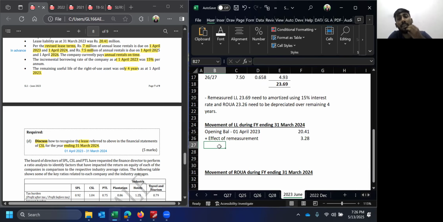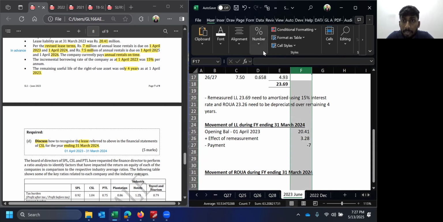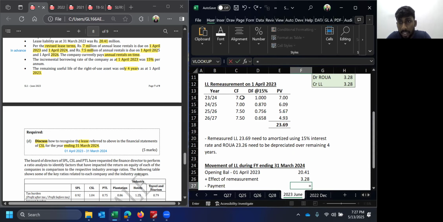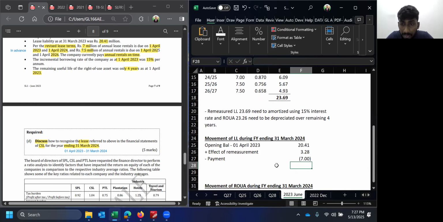So the payments are in advance. When payments are in advance, are we first deducting the payment and then calculating the interest, or calculating the interest and then deducting the payment? What's the order we have to follow? If the payments are in advance, we must deduct initially. Exactly. So first we need to deduct the payment. How much is the payment? It is 7 million. That is the 23-24 payment, 7 million.